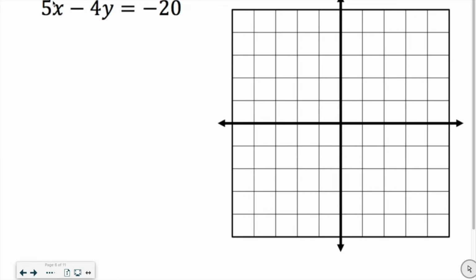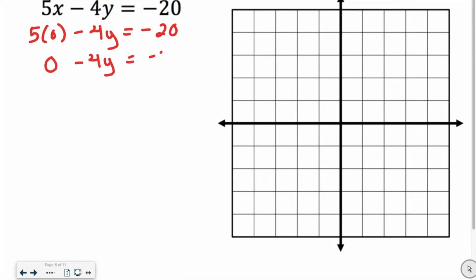So all you have to do is substitute 0 into the opposite letter you're looking for. So if we substitute 0 into our x value, we would get 5 times 0. And this is so that we can solve for the y-intercept. So then this makes this 0 minus 4y equals -20. Then we would divide by -4. And this would be y equals +5 because this is a negative divided by a negative. So our y-intercept is +5.